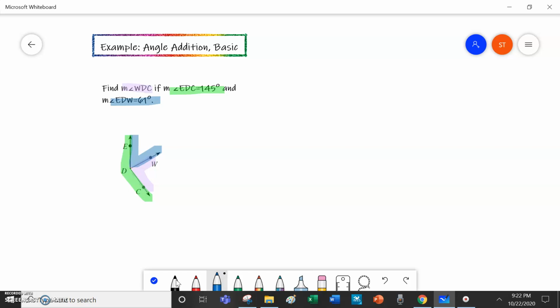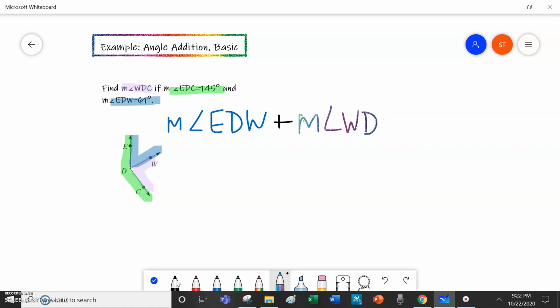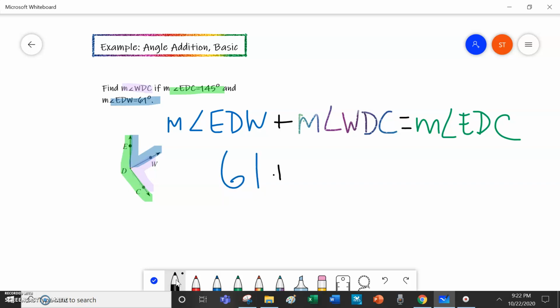So if I'm looking at the angle addition postulate, the measure of angle EDW plus the measure of angle WDC equals the measure of angle EDC. So now I replace. I know that EDW, as given in my problem setup, highlighted in blue, is 61 degrees. I do not know the measure of angle WDC. That is what I am looking for.